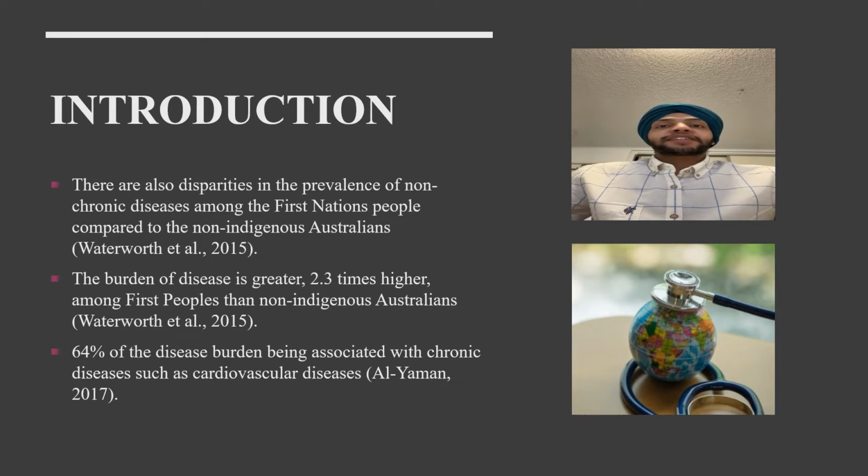The prevalence of disease is higher among the Indigenous population compared to non-Indigenous Australians, as much as 2.3 times higher, of which 6.4% of the disease burden is associated with chronic diseases such as cardiovascular disease. This disparity is associated with historical events entailing colonization, marginalization, and oppression. This presentation will therefore evaluate the protection through segregation policy, how the policy influenced the prevalence of cardiovascular disease, and how the policy still influences the relationship between first people and the Australian health system.